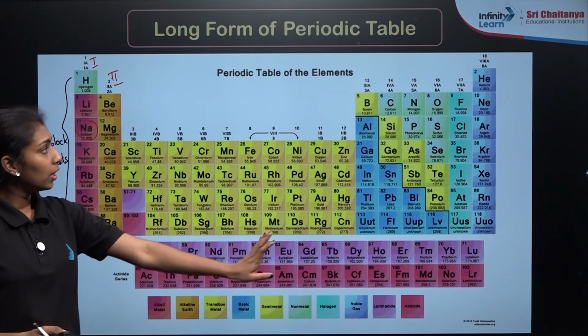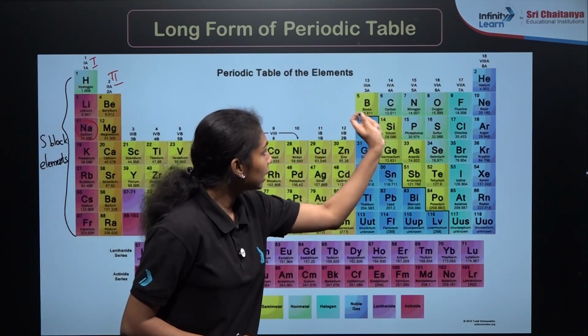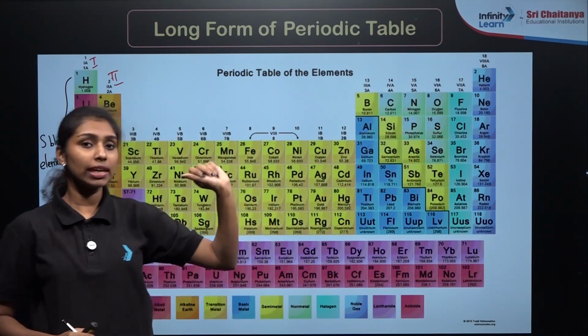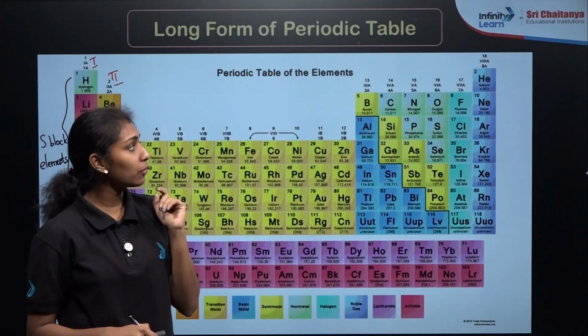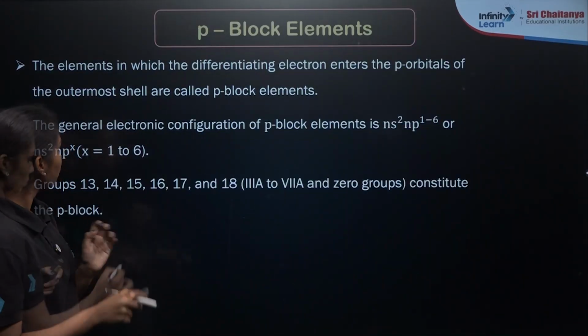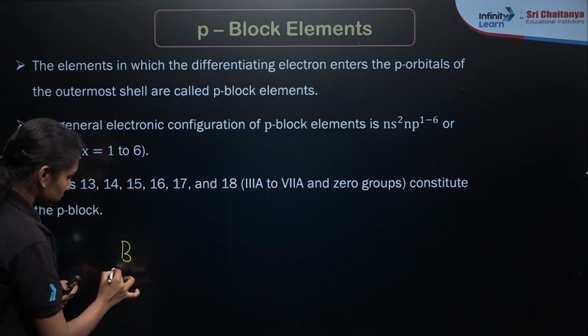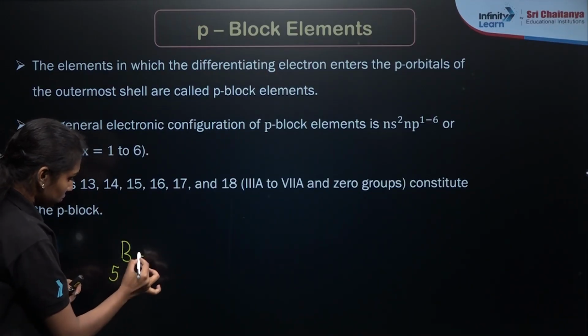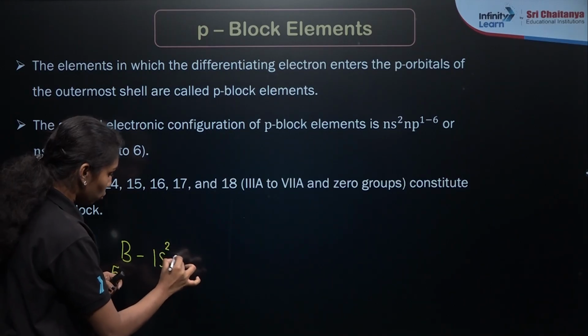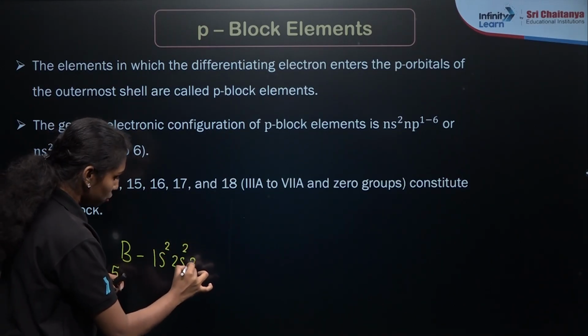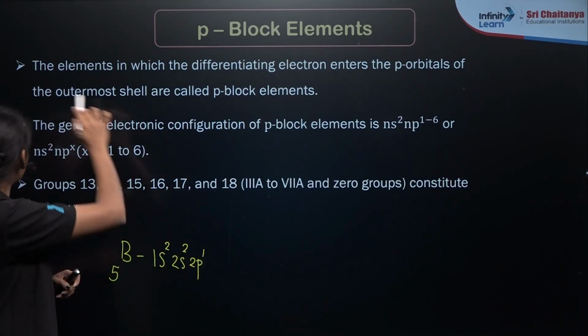Now, from here to here, group 13 to group 18, different elements are present. For example, if I am taking boron, boron has the atomic number of 5. So it will be 1s2, 2s2, 2p1. What about the valence electron here?